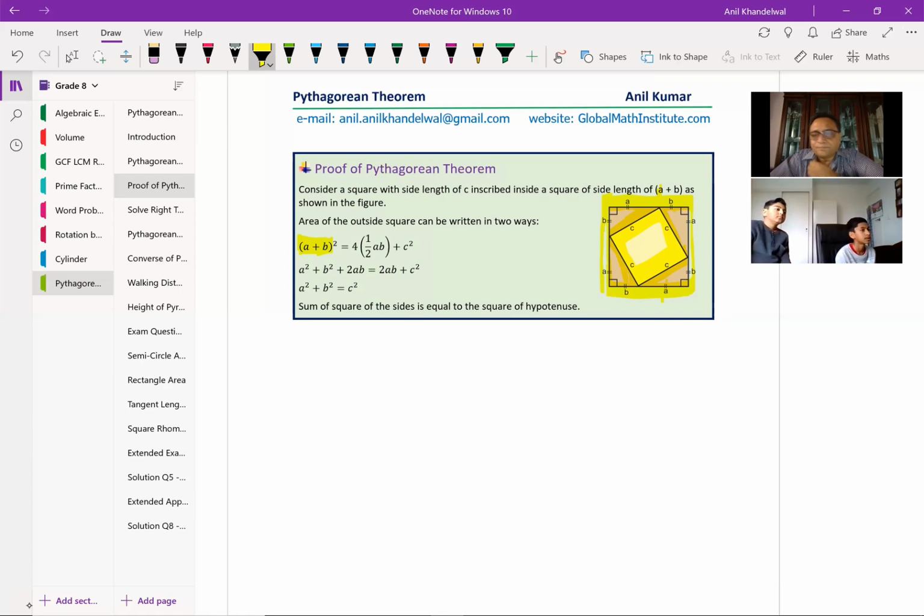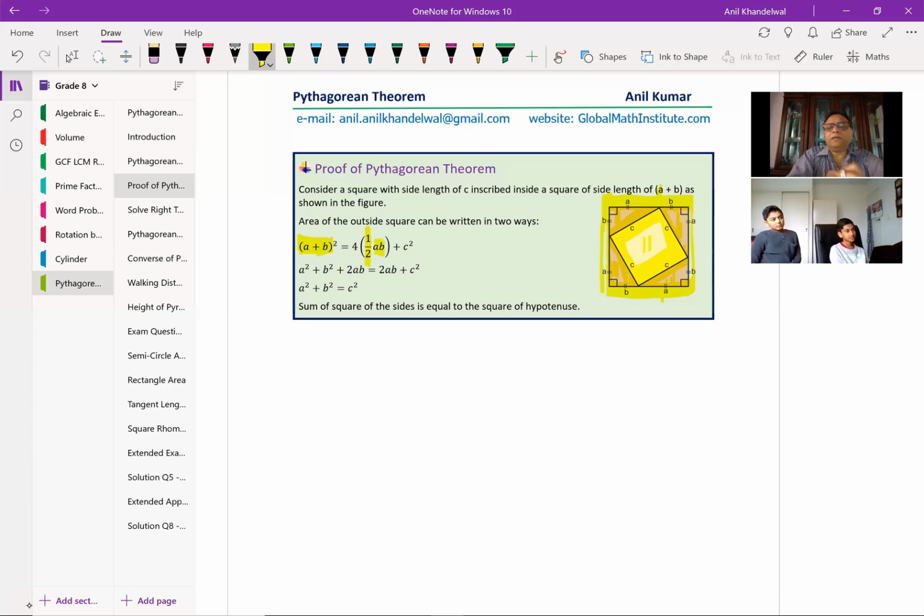Correct? Yes. What is the area of the big square? It is the combination of the area of these four triangles plus the square inside. So if you add them all, you get the area of the big square, right? Yes. Devansh, do you know the area of a triangle is equal to what? A times b, the product, divided by 2. So that is what I've written here.